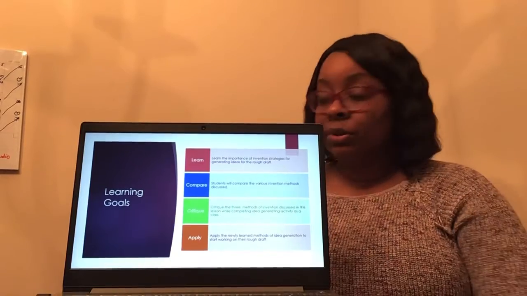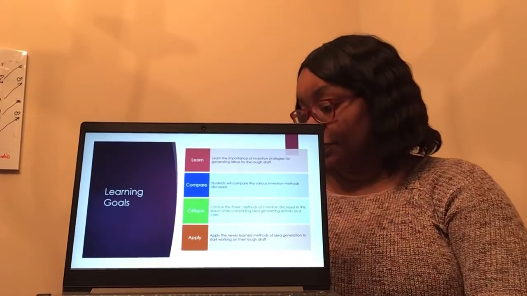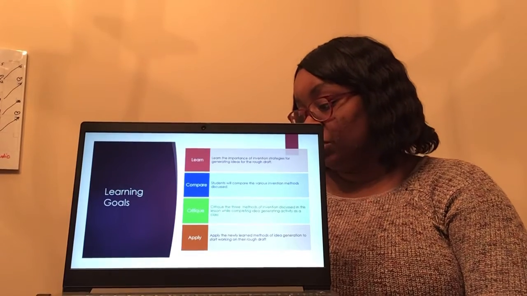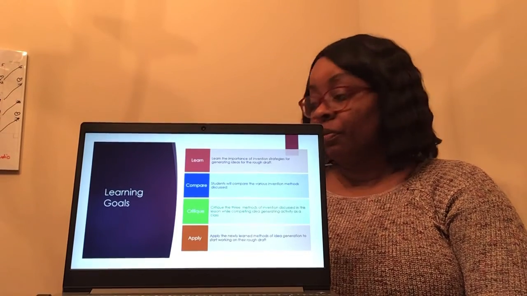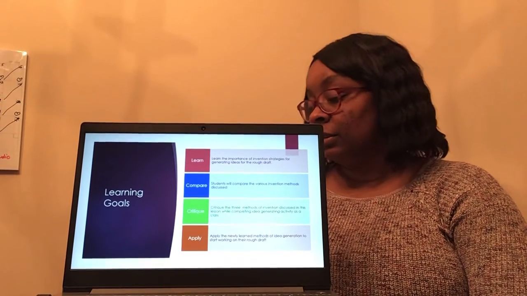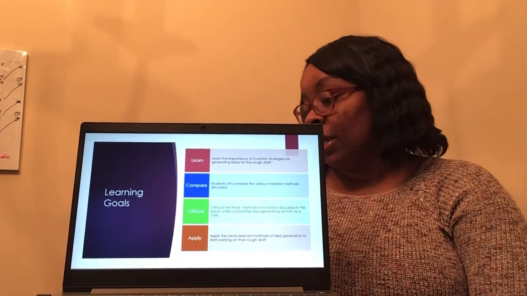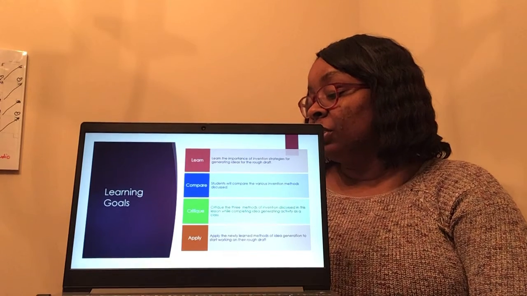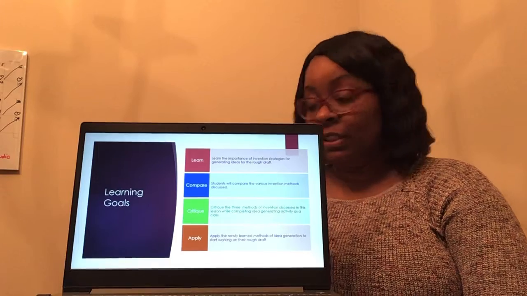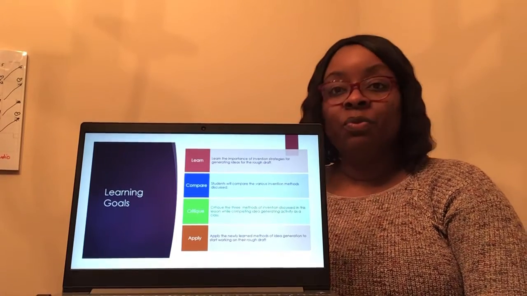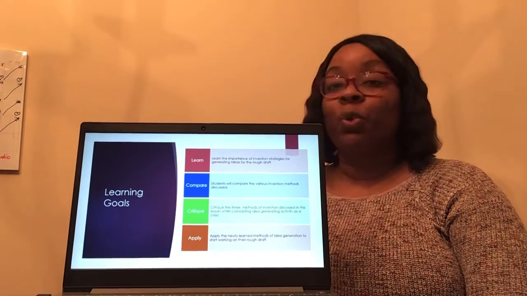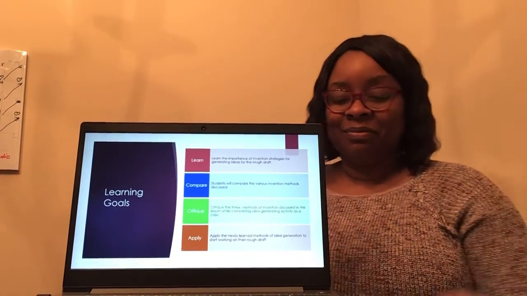The learning goals for today's class: we're going to learn the importance of invention strategies for generating ideas. We'll compare the various invention methods discussed and critique the 3 methods of invention discussed in this lesson while completing idea generating activities in class. And then we'll get to apply the newly learned methods of idea generation to start working on your assignment.